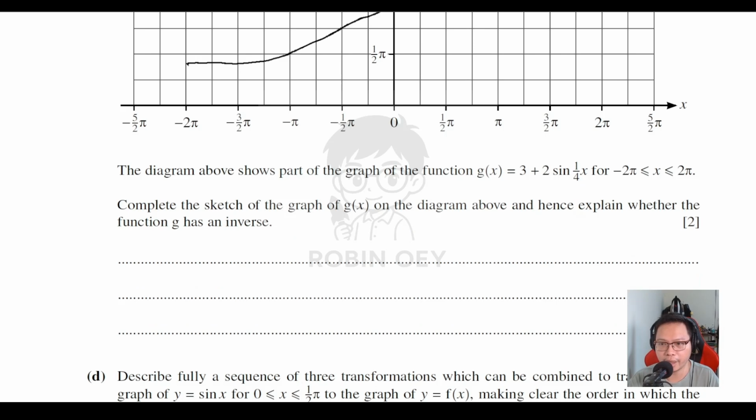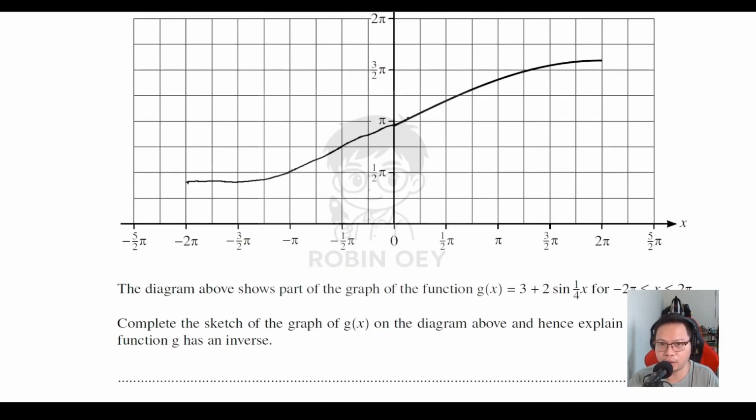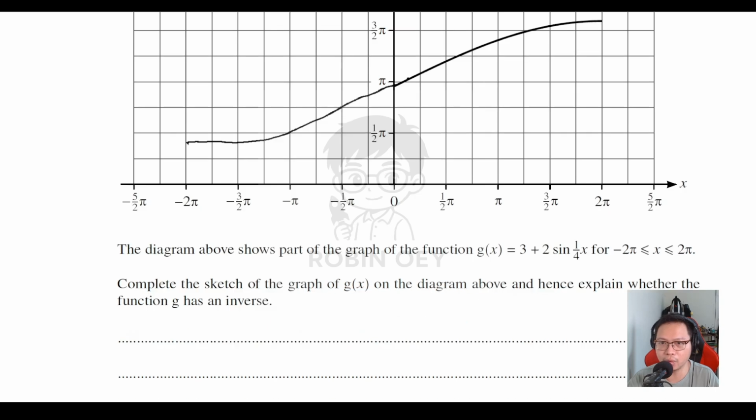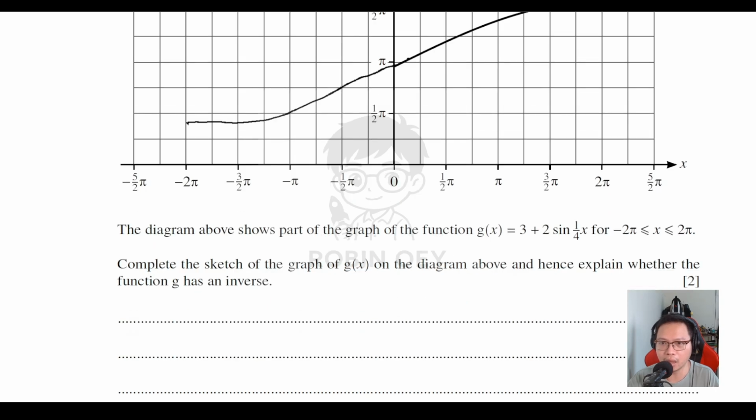And hence explain whether the function g has an inverse. If we see here, this is not a hyperbolic graph, so it is a one-to-one relationship, input-output type, and yes, it does have an inverse.